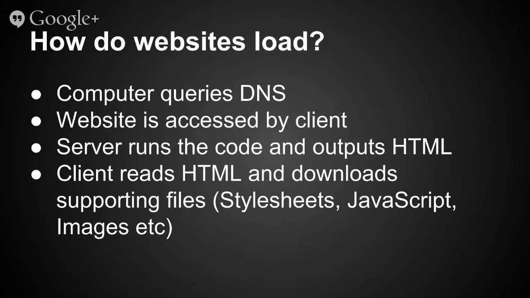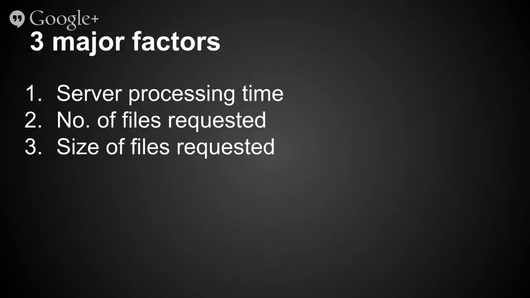So if you have, let's say, 60 JavaScript files and images, it's going to take 60 downloads to get those files. So the 3 major bottlenecks are the server processing time required to take that code and turn it into just plain old HTML, the number of files that you request, how many images, how many style sheets, how many JavaScript files you have, and finally the size of those files. If you have really, really big images, it's going to take you a really long time to download those as compared to more optimized, smaller images.